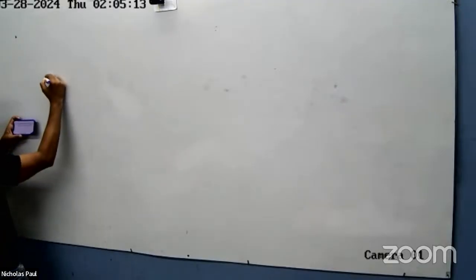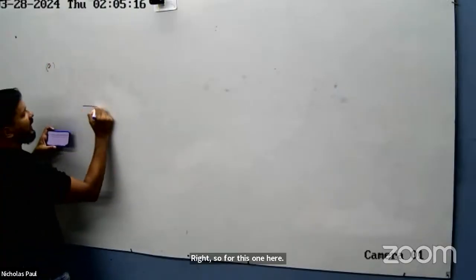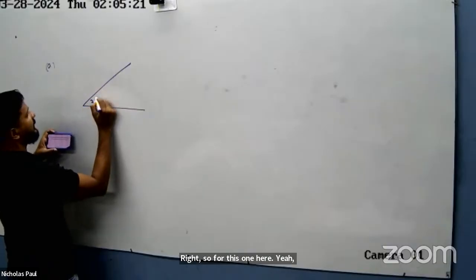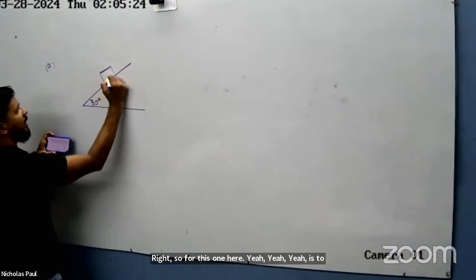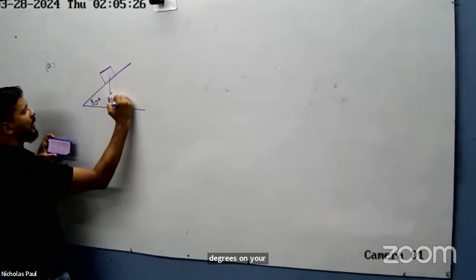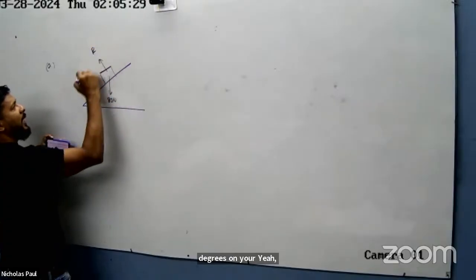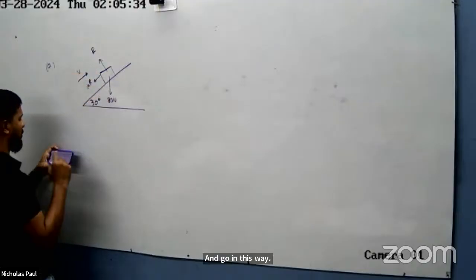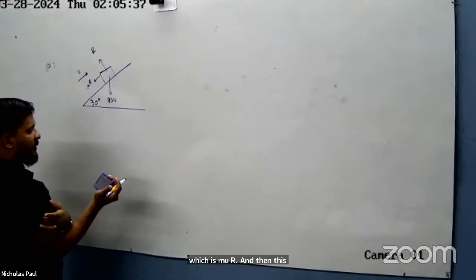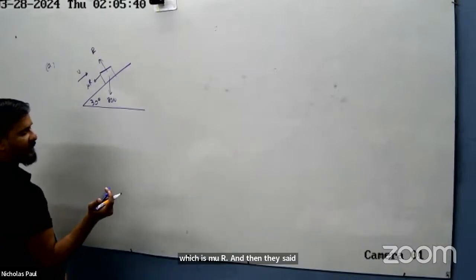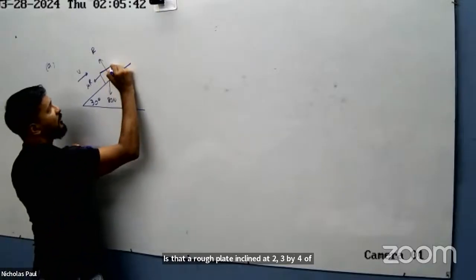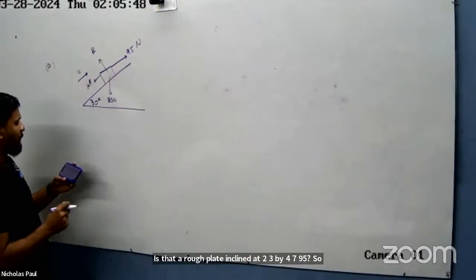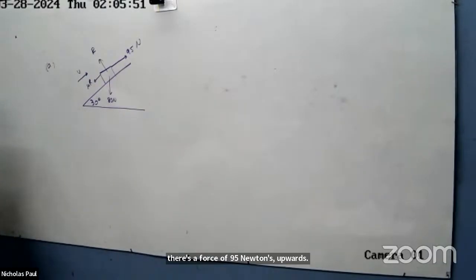Right, so for this one here, diagram, most important thing. You have your horizontal, you have your plank. Here is 30 degrees on your plank. The weight is 80 newtons. You have a reaction force going this way. Therefore you must have friction, which is mu R. And then they said it's on a rough plane inclined at 30 degrees, pulled by a force of 95. So there's a force of 95 newtons pulling it upwards, right? That's what a complete diagram looks like.